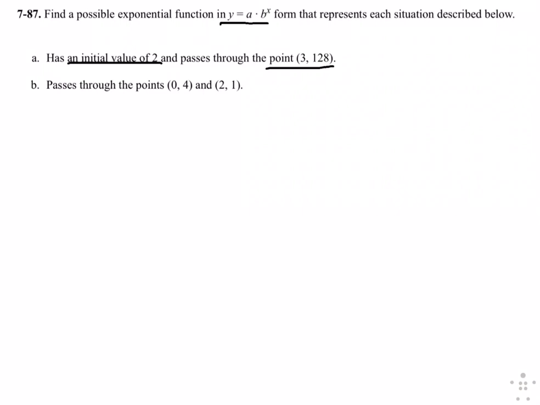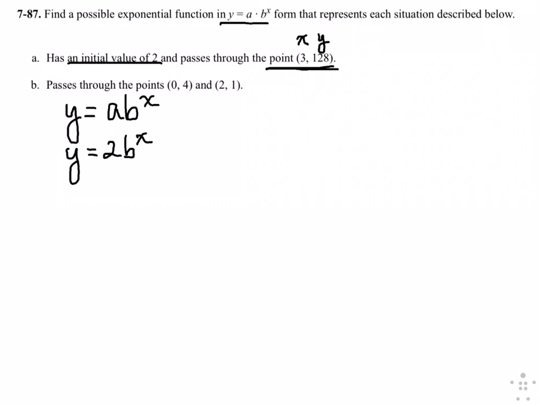Now we could make a table and do it the way we used to and find the multiplier in each case, but let's take a different approach. Since we know the initial value is 2, when the exponential function is written in the form y equals ab to the x, the initial value is the a, so in essence we know that it's y equals 2b to the x. And then we have this point, 3, 128. So the 3 is the x and the 128 is the y.